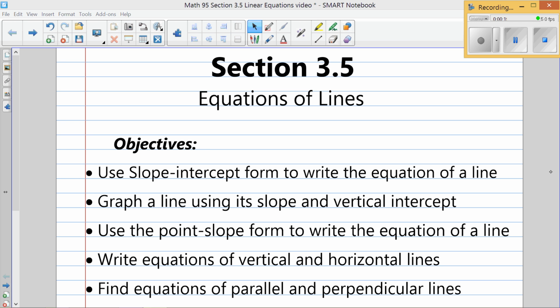We would like to use slope-intercept form to write the equation of a line, and to graph those lines with their slopes and their intercepts. We're going to learn about a new form of the equation of a line called point-slope form. We want to write equations of vertical and horizontal lines, and then find equations of lines parallel and perpendicular to lines we already have. So let's start working with slope-intercept form.